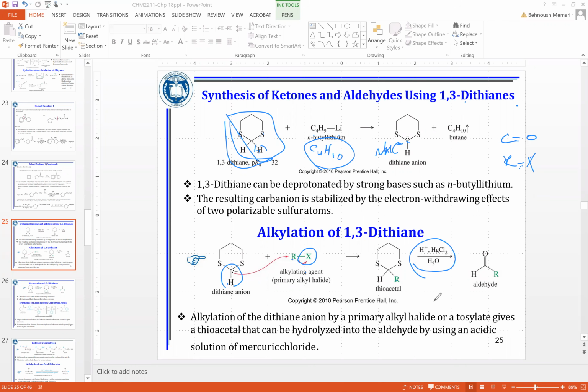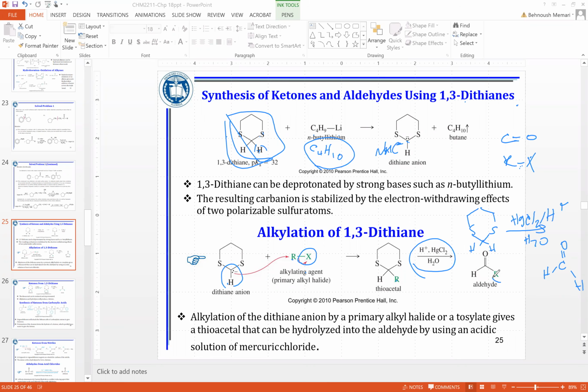If I add this reagent to dithiane, so if I have hydrogens here, hydrogen, hydrogen, and I add that reagent of mercury chloride, mercury 2 chloride, in acidic solution and water, if I hydrolyze this in the presence of the mercury chloride, it is going to change this carbon to a C=O double bond. That's what you get, which is formaldehyde. So the hydrolysis of dithiane is going to give you formaldehyde.